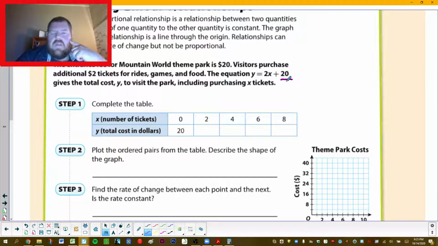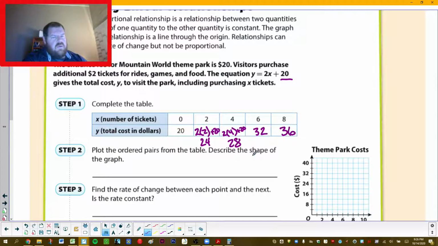And then, depending on how many tickets you buy, if you buy x tickets, that's going to increase your cost. Okay? So we complete the table. Again, if you don't ride any rides, you don't buy any tickets, it still costs you $20 to get in. For this one, we would think about 2 times 2 plus 20. 2 times 2 is 4, plus 20 is 24. Next one is 2 times 4 plus 20. 2 times 4 is 8, plus 20 is 28. Maybe you can start to see a pattern. 32, 36. Did I do that right?